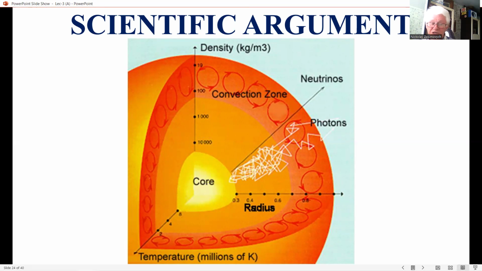It is easy to see why nuclear fusion in the sun requires high temperature. But now expand your argument. Why does it require high density?